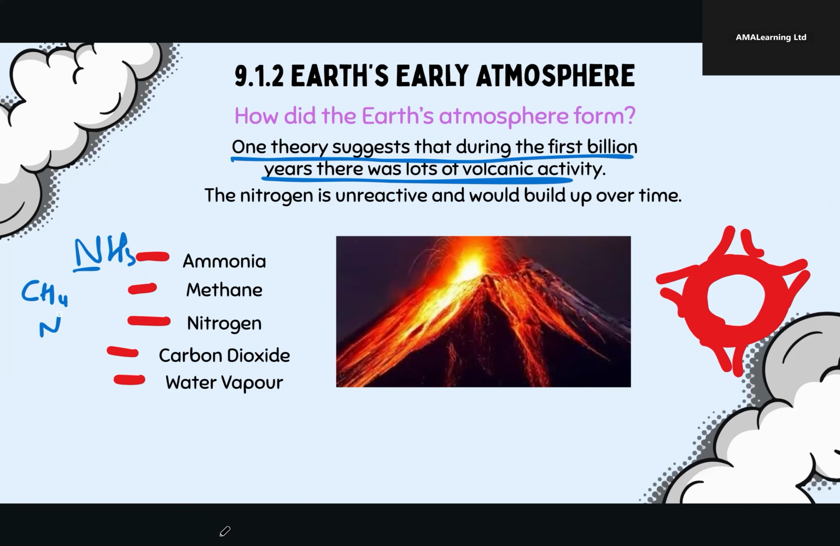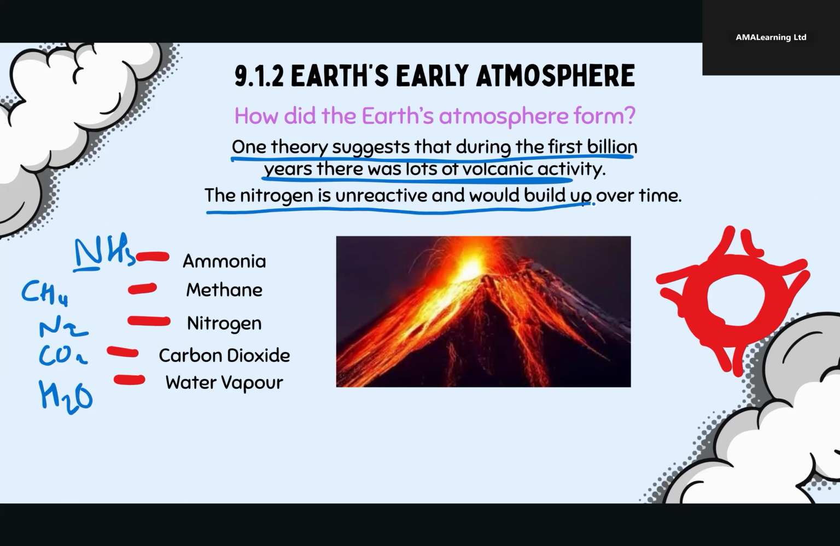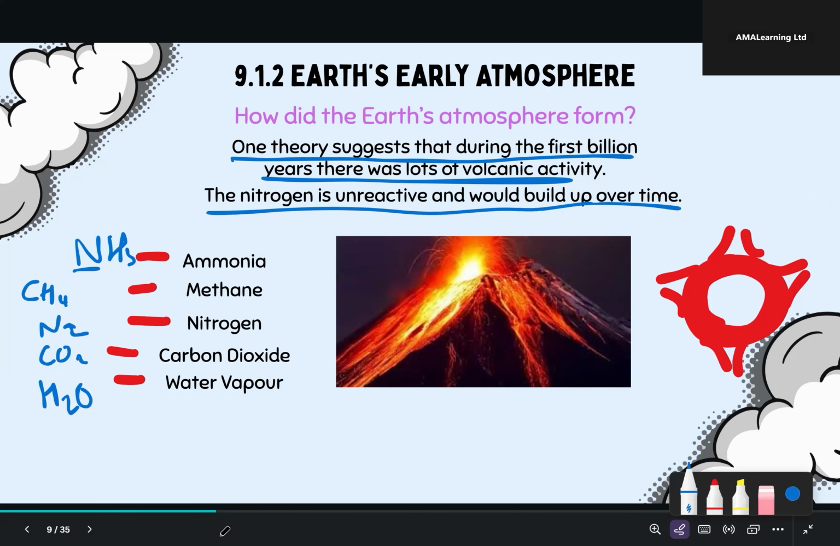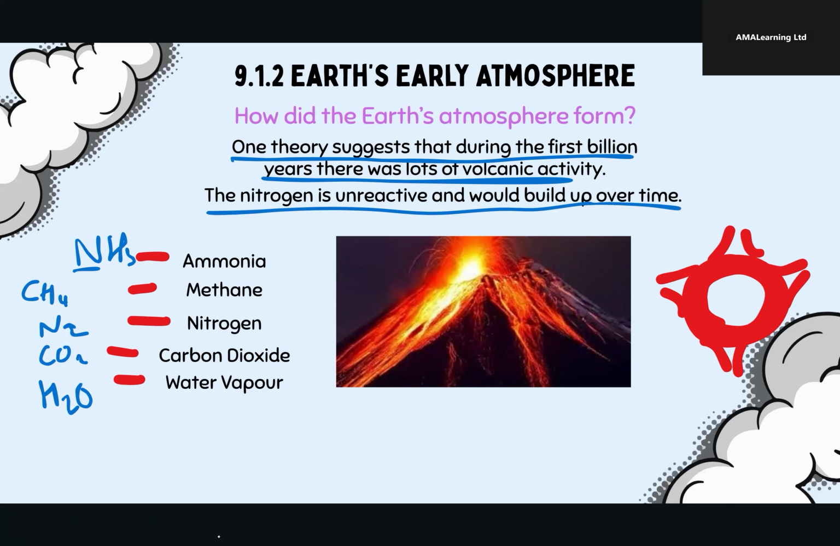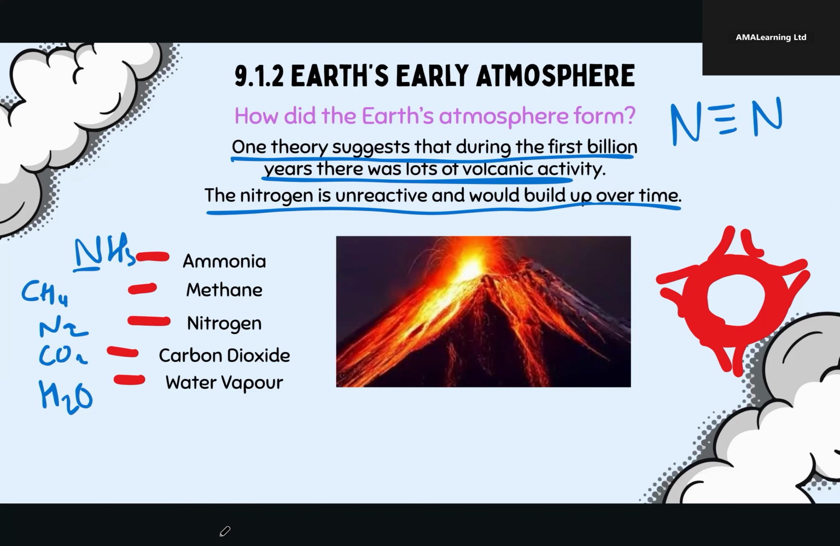Nitrogen is N2. Carbon dioxide is CO2. And water vapor is H2O. Now, the nitrogen is unreactive and has built up over time. The nitrogen is unreactive because between two nitrogen atoms, you have a triple bond. And to break 3 covalent bonds, a triple bond is very, very difficult.